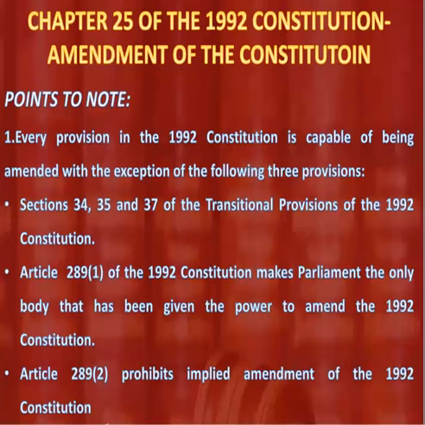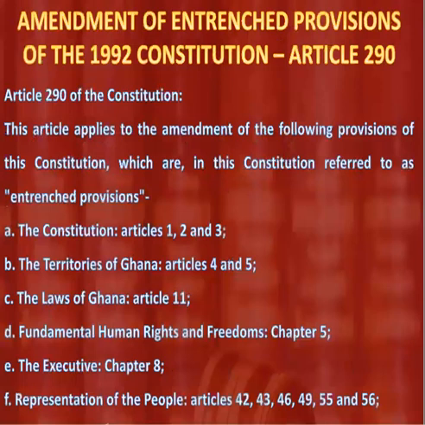So when we say amendment of entrenched provisions, what provisions in the Constitution can we describe as entrenched? Which provisions in the Constitution can we describe as entrenched provisions? The answer to this is found under Article 290 of the Constitution. Article 290 of the Constitution reads as follows. It lists about 19 different chapters of the Constitution where you can have entrenched provisions.